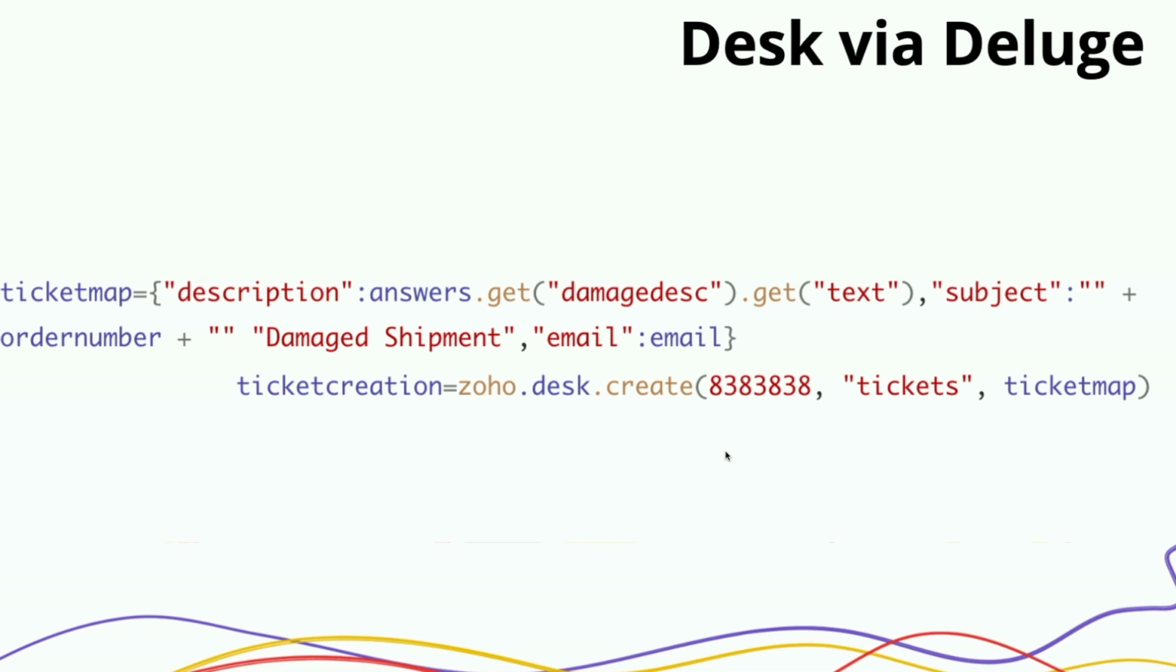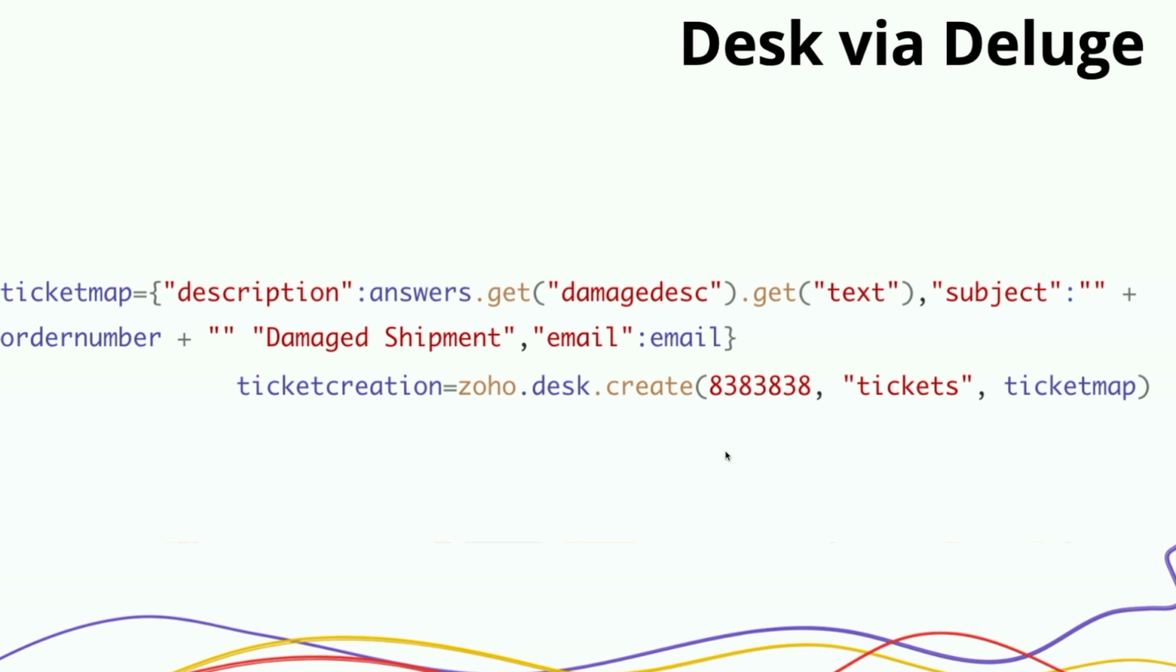So here's just another example of a record being created. When you're using other Zoho products, you can use Deluge to trigger certain functions to create records. So I declare a map here. I have my description equal answers.get damage description. I get the text. And then I have the subject, which is just the order number, and I place damage shipment on every ticket that's created. So if we have a ticket, it'll put the sales order number and then damage shipment, and then it puts in that user's email when we create the ticket. And then it's just zoho.desk.create, the org ID, the module, and then that map we just created, and that'll create a ticket.